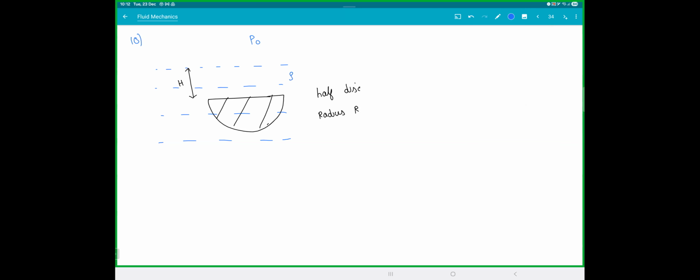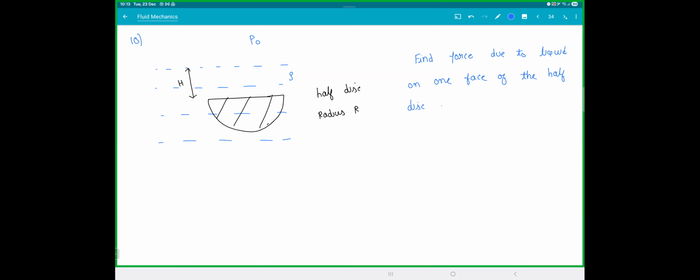So now when you keep the disk inside, the liquid is pushing the disk from both sides. So total force is 0. I don't want the total force. I just want you to find the force due to the liquid on one face of the disk. Find the force due to the liquid on the front face or the back face, any one face, on one face of the half disk.